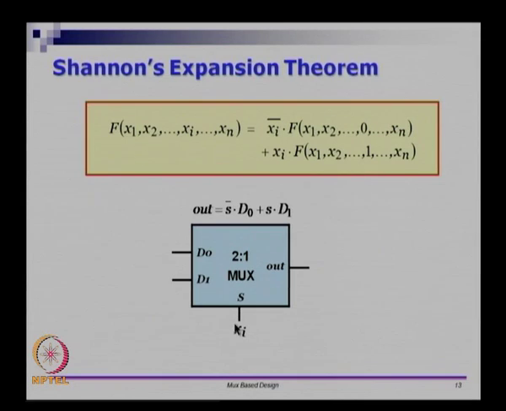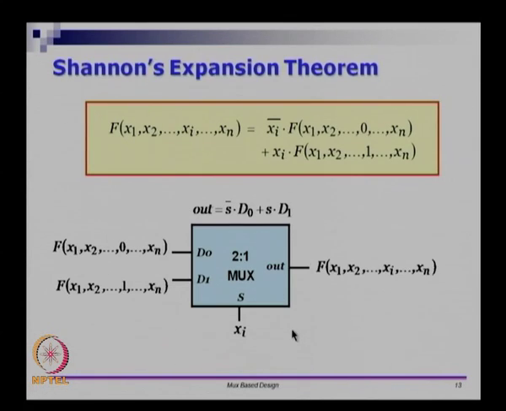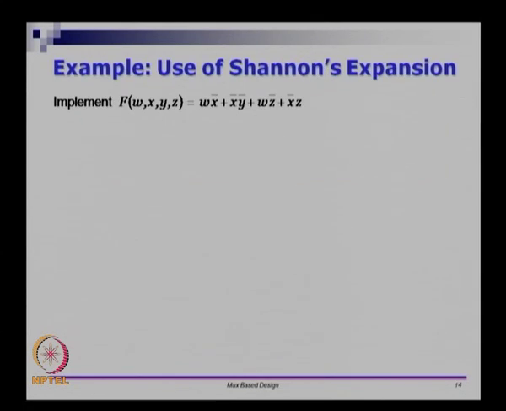What you can do is you put xi as the select line and put f of x1, x2 so on with a 0 substituted for xi in xn and f of x1, x2 so on up to xn with 1 substituted for xi, give that as your inputs d0 and d1, and that will give you the function f of x1, x2 up to xi and xn. So this is a very interesting thing, and this is a very fundamental theorem. It is very useful in taking a Boolean function and decomposing it in terms of multiplexers. We will see a quick example.